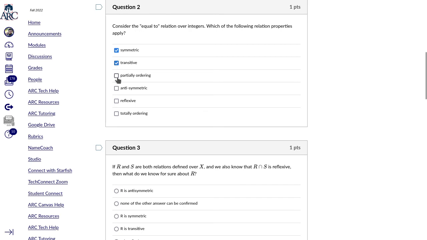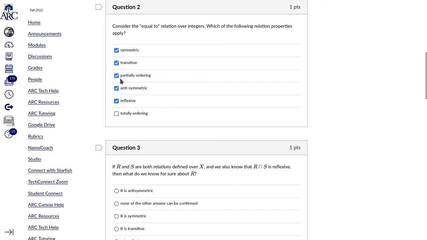We cannot quite answer partially ordered at this point because we need to know whether it is also anti-symmetric. It is anti-symmetric because the only time when you have A relating to B and B is also related to A is when A and B are exactly the same. So does that imply A and B are the same? Yep. So anti-symmetric is also true, which also means it is partially ordered. So we can check this box right away. Is it reflexive? It is reflexive.